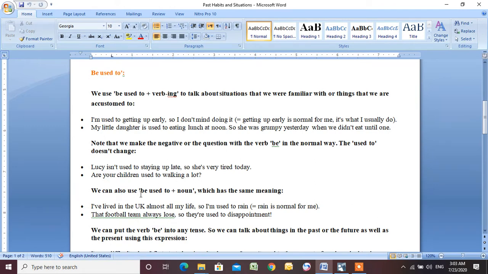We can also use be used to plus noun, which has the same meaning. You understand that after be used to we can put verb plus ing, or we can put a noun. Verb plus ing is a noun too. So we can put verb plus ing after be used to, or we can just put a word, a noun.